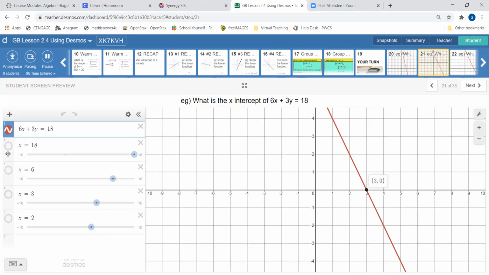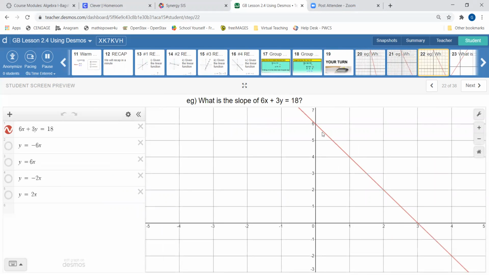So for the purpose of this, this is not really a multiple choice question, but you could click on the 3, and you can see that it goes through the 3, and that would confirm that the x-intercept is 3. Normally, you would just type this in, and then you would look at the answers and just pick it from there.